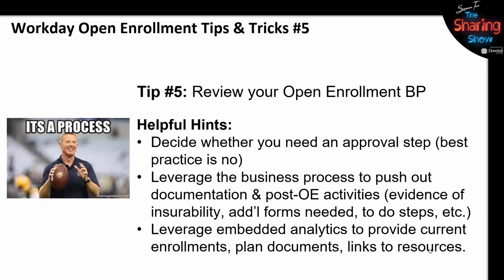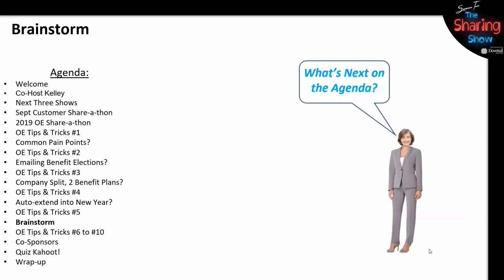You can also leverage this business process to push out documentation and post open enrollment activities, like if you require evidence of insurability, that will be there, or you could add a step there for employees to submit their documentation or go to a link to access it. If you have additional forms that need to be reviewed, additional to-do steps, etc., you can put that on the business process. You can also leverage embedded analytics here to provide current enrollment, plan documents, links to other resources. So basically, don't forget about your open enrollment business process.